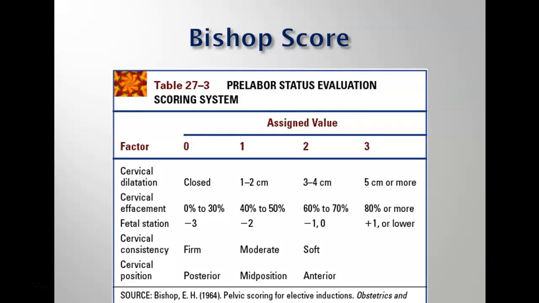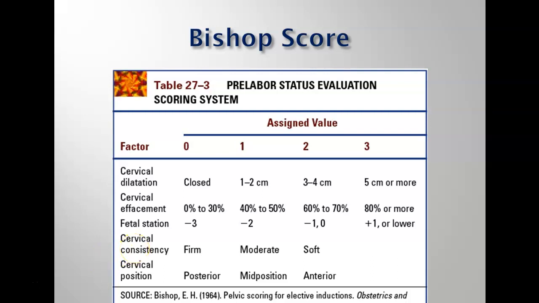The next thing we want to talk about when we talk about labor is a Bishop score. A Bishop score is a score that we assign to see how likely she is to either go into labor or how likely she is to be successful if we were to induce or augment labor. And we look at cervical dilatation, effacement, the fetal station or how low the head is in the birth canal, cervical consistency, as well as cervical position.